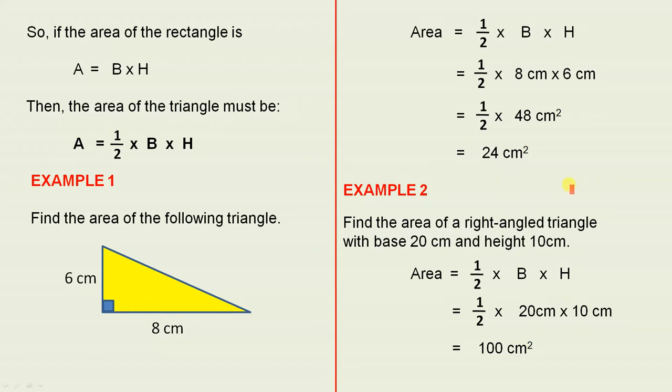Find the area of a right angle triangle with a base of 20 centimetres and a height of 10 centimetres. Just use the same formula. Area equals half times B times H, which is a half by 20 by 10. 20 by 10 is 200 square centimetres. Half of that is 100 square centimetres. So the area of that triangle is 100 square centimetres.